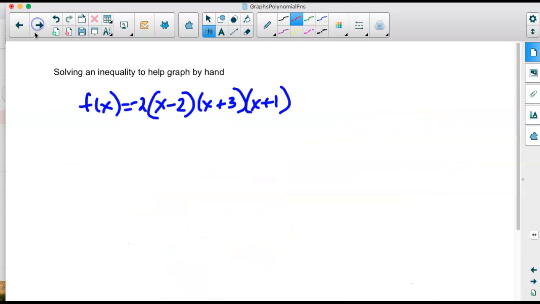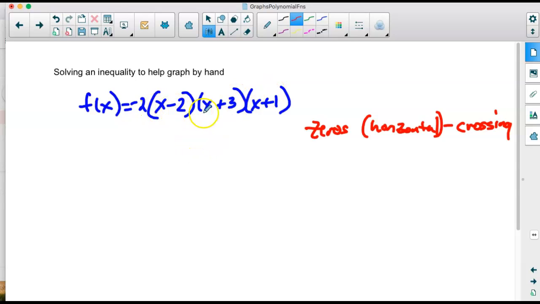Okay, so let's look at the next thing: solving the inequality to help you graph it. So looking at this one specifically, let's go through the same process as we did before. Each one of these has a single power. So that means all of the zeros, or horizontal intercepts, are going to be crossing. They're not going to be touching. There aren't any even powers on each one of these.